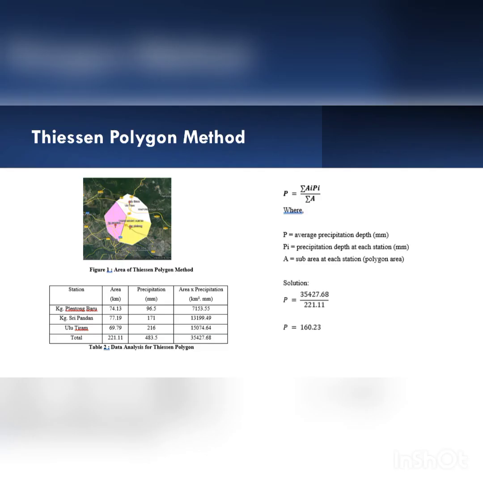Thiessen polygon method. For the Thiessen polygon method, we will divide our stations into 3 polygons, where each polygon has its own station. Then, by using Google Earth Pro, we will get their areas, and based on the data analysis we will use it in the formula, and then we will get the solution, which is P equal to 160.23.